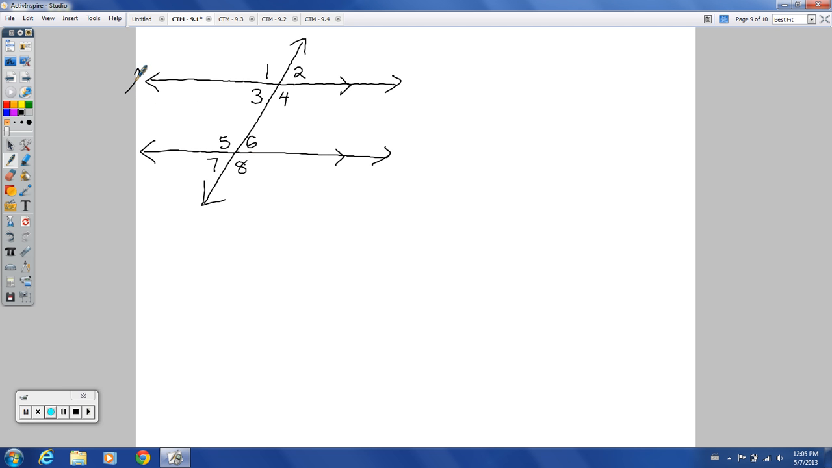Let's call this line a cursive L. Don't use a lowercase l in print because it looks too much like a 1. So use a cursive L and then put a little 1 there. We're going to say this is line L1 and line L2, and this we're going to call line T. T is standing for transversal. Alright, so this line right here is called a transversal.